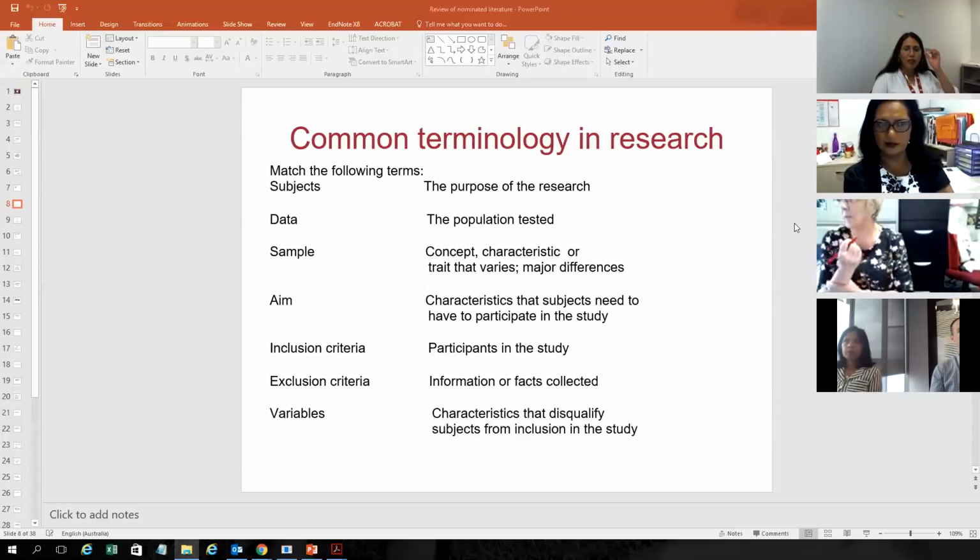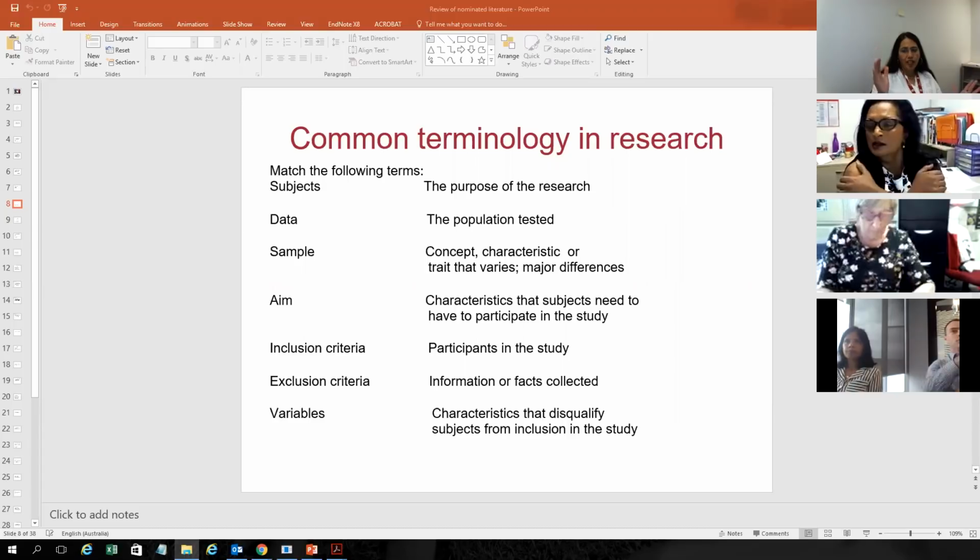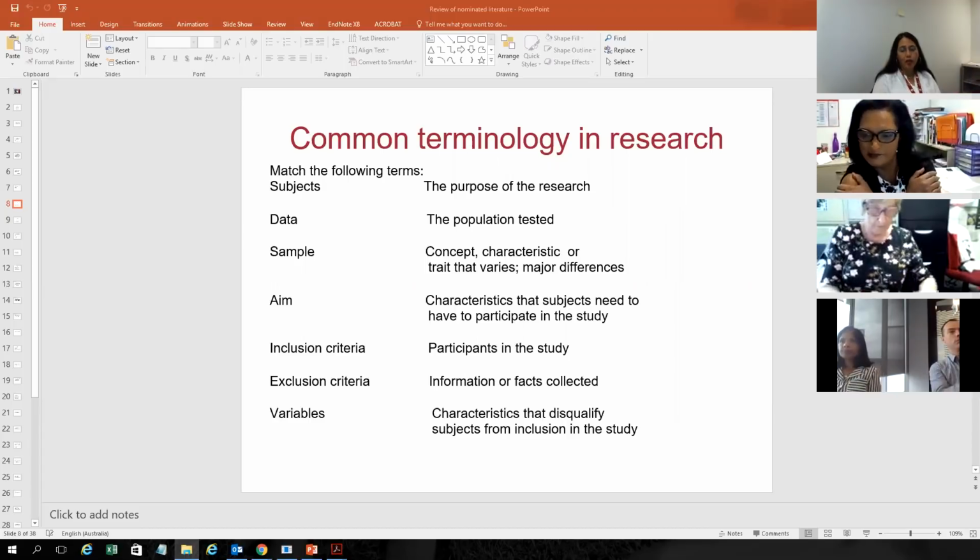Also, let's briefly review some common terminology in research. So can I get you to match the left-hand side terms with the meaning, which is on the right? Very quickly. Understanding the meaning of these key research terms will help you a lot with your assignment.